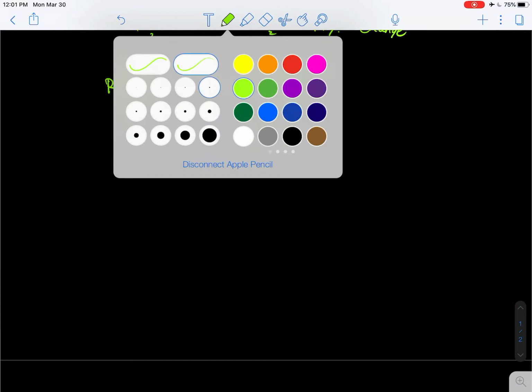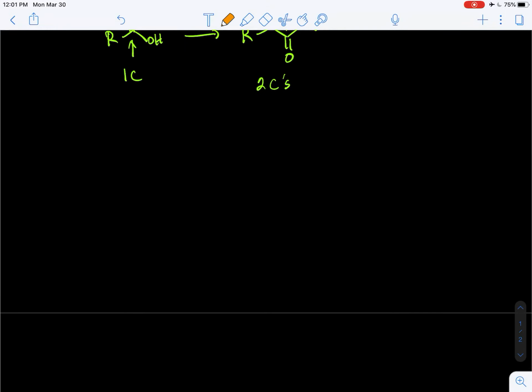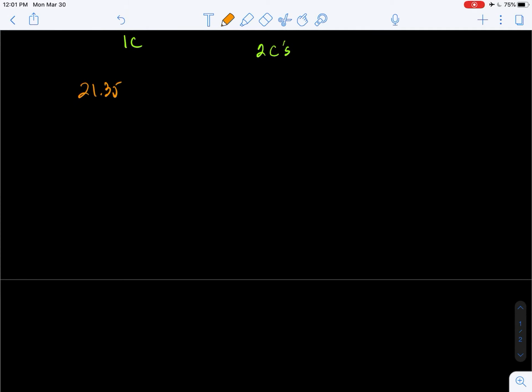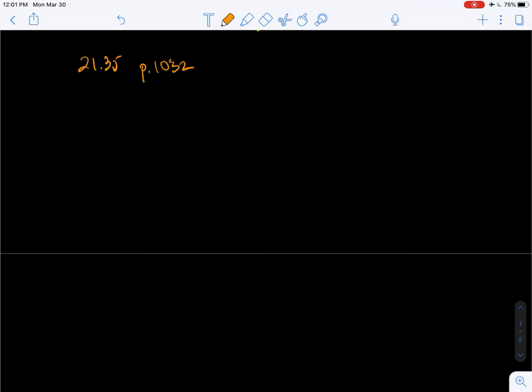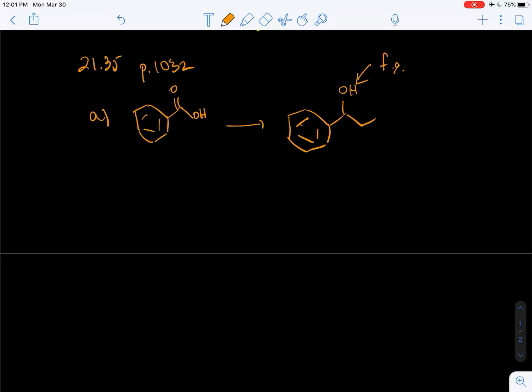Okay. And so let's do problem 2135 together from the Klein textbook on page 1032. And so we have part A. We have benzoic acid. And we want to make this molecule here that has, it's an alcohol. It's still aromatic. And it's got two additional carbons. So the functional group's changing. And we have an ethyl group.